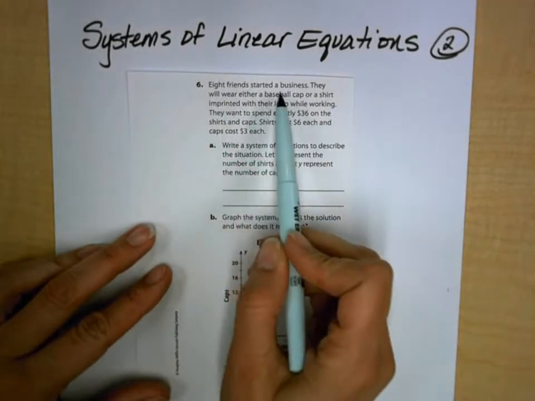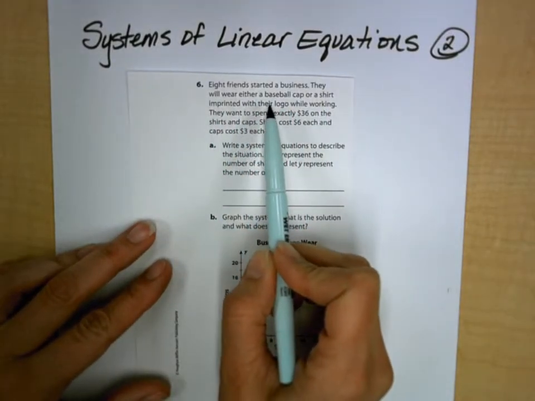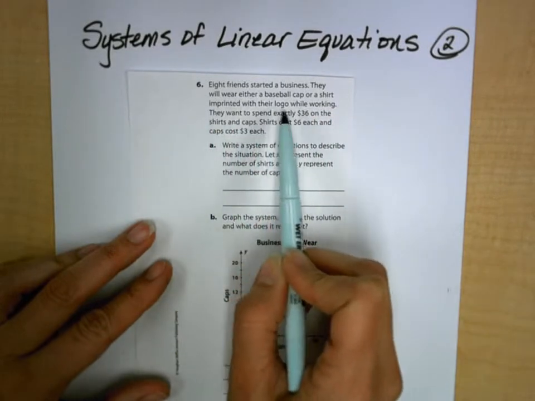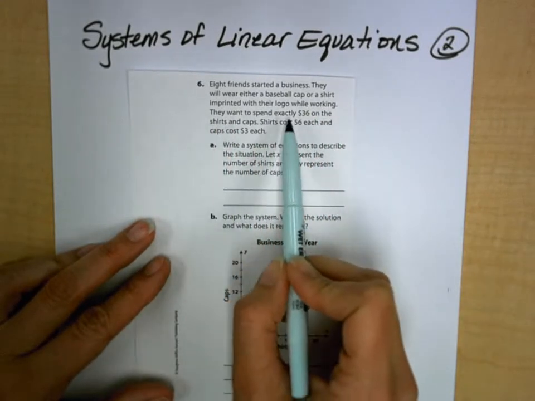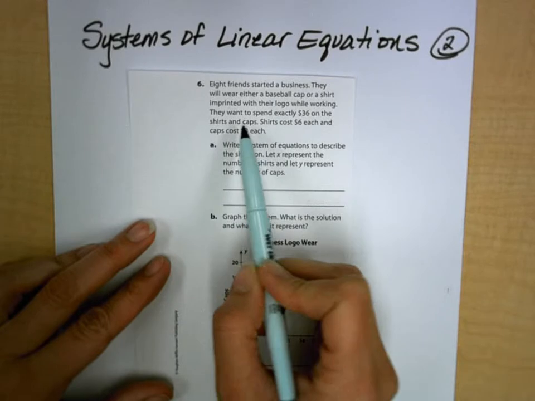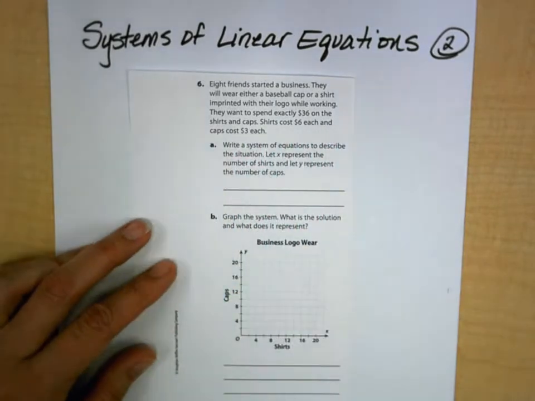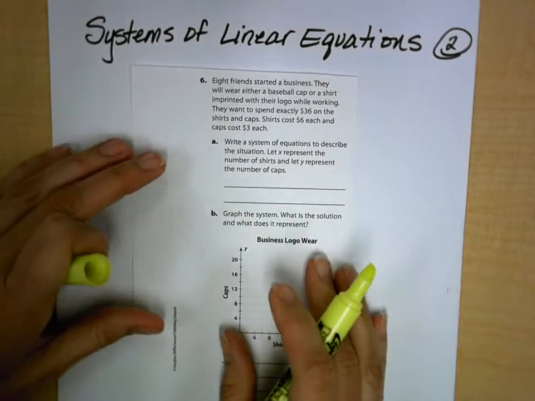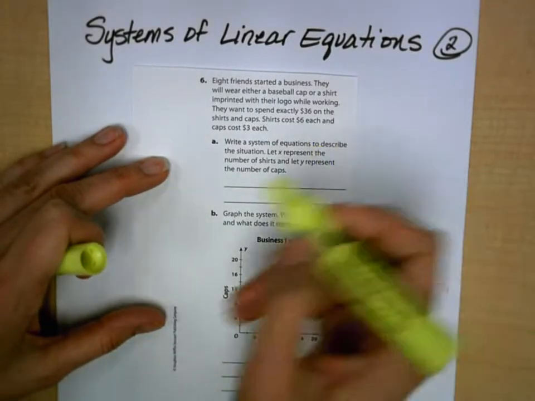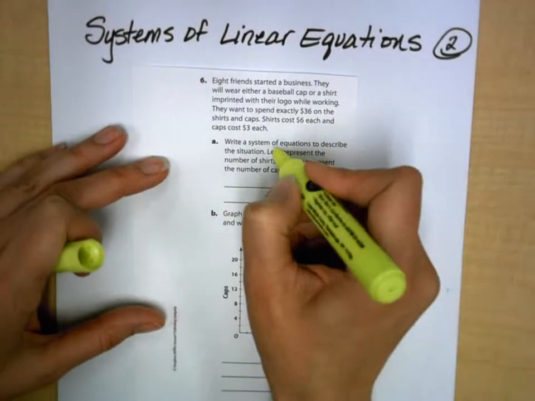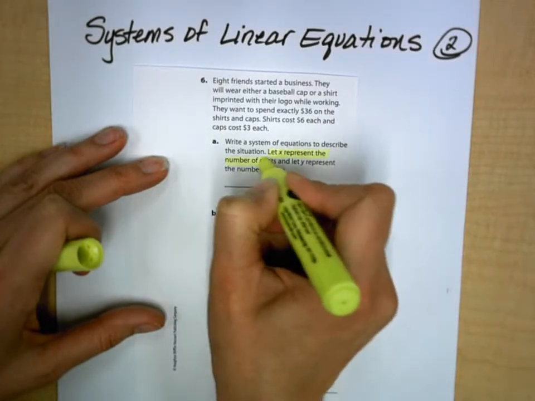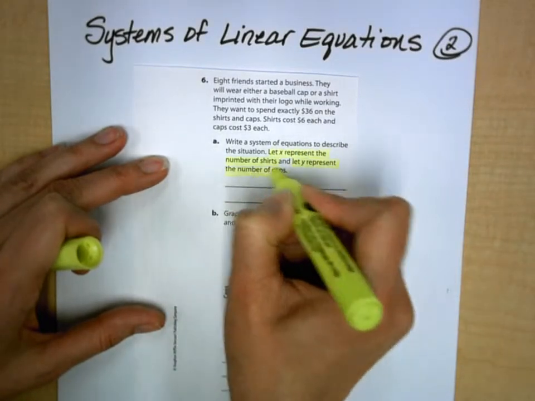It says 8 friends started a business. They will wear either a baseball cap or a shirt imprinted with their logo while working. They want to spend exactly $36 on the shirts and caps. Shirts cost $6 each, caps cost $3 each. Once again, this particular word problem tells us which variables should stand for what. This one says let x represent the number of shirts and let y represent the number of caps.